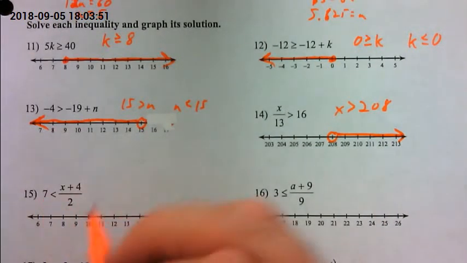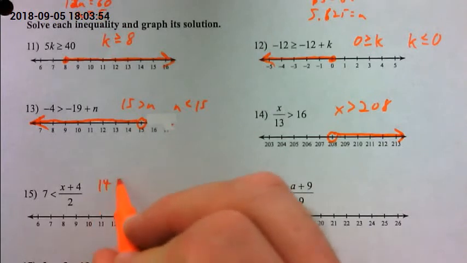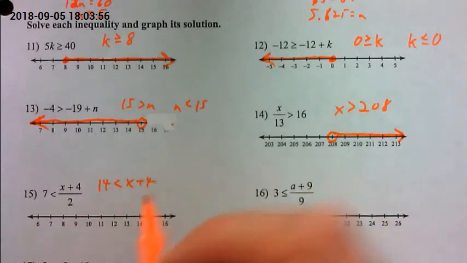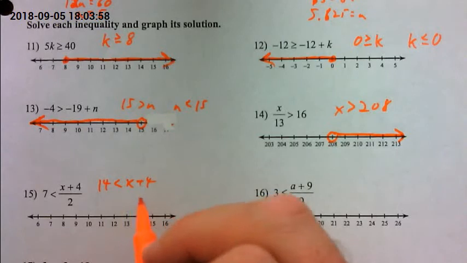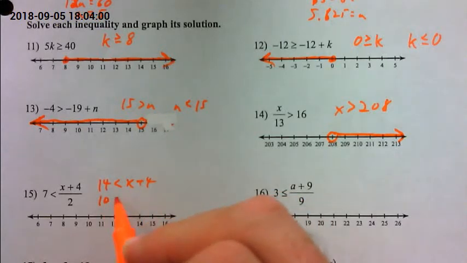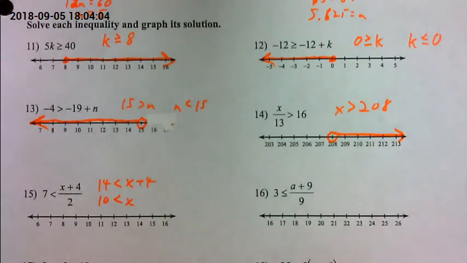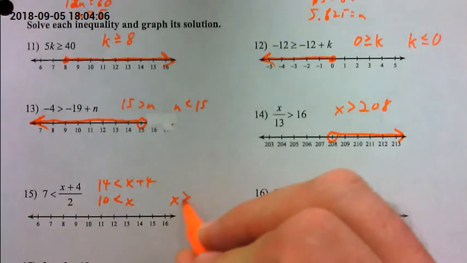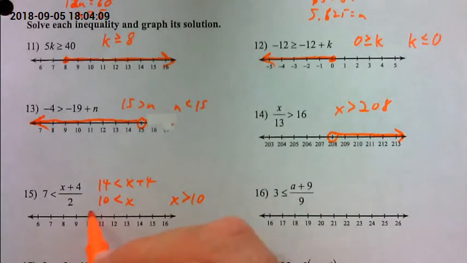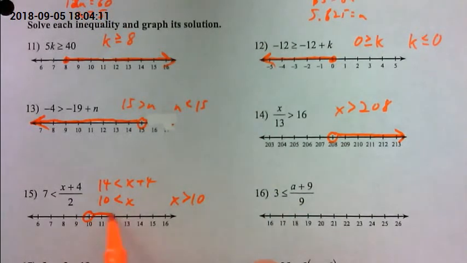On this one, bring the 2 over by multiplying first. So 14 is less than x plus 4. Bring the 4 across by subtracting. We'd have 10 is less than x. Again, in order to graph this properly, we need to flip it over. So x is greater than 10. Open circle at 10, and everything greater than 10.